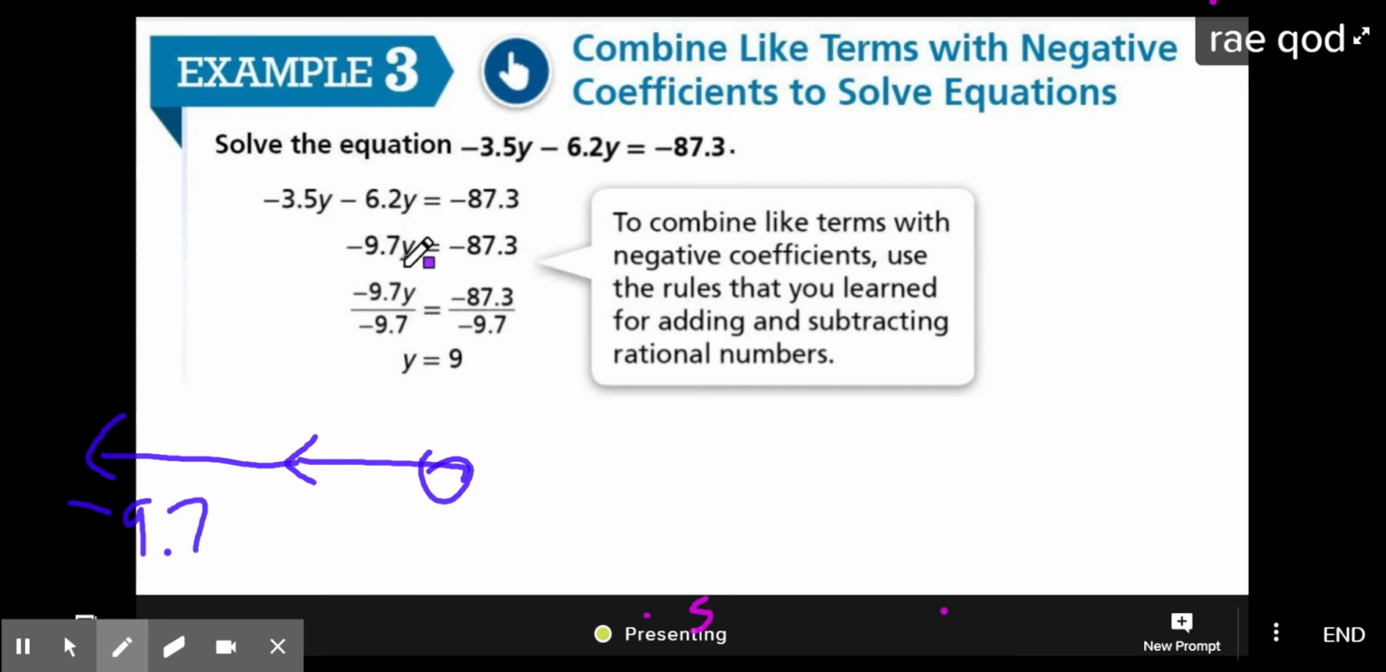And then again, we know our trusty old solve for y, or solve for a variable. These are being multiplied together, so we need to divide them. You can see that's what they did here. Divide this side, we just get y. Divide this side, 87 3/10 divided by 9 7/10, we just get 9. So we get y equals 9.